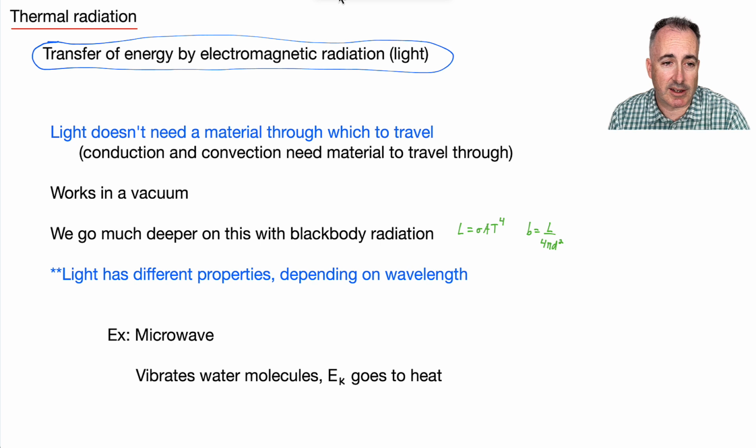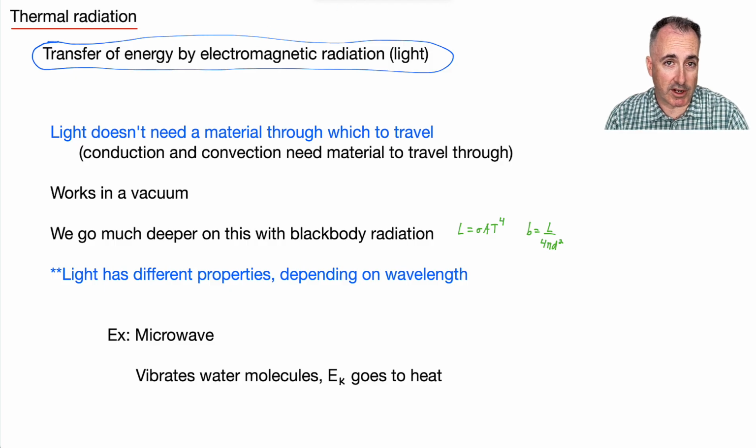But basically, light has different properties depending on its wavelength. That's the key thing. So different colors of light do different things. Some light we can't see at all, some we can, right? That's the visible light. Some light is redder than red, we can't see it, we call it infrared. Some light is purpler than purple, we call it ultraviolet, for example.